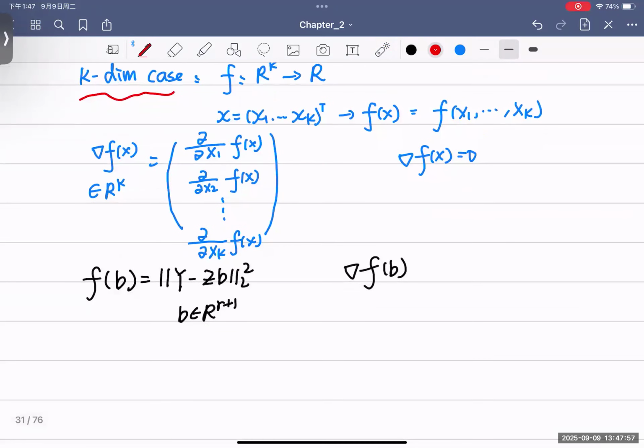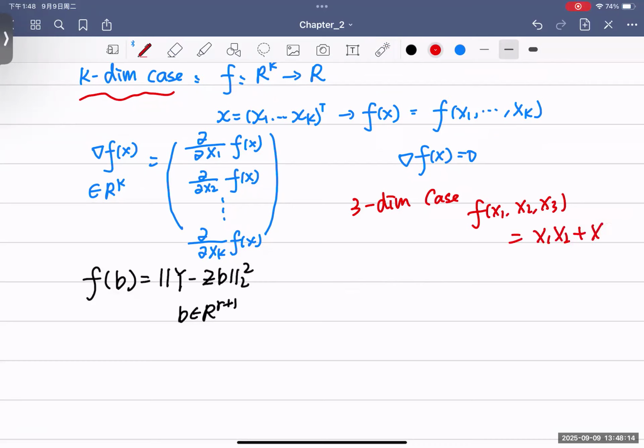Sometimes in our calculus course, we heard about, for example, a 3-dimension case. So we consider f(x1, x2, x3), maybe written down as x1 times x2 plus x3. At this moment, we can easily figure out our nabla f(x). We take the partial derivative for x1, so we obtain the first element, x2. And we take the partial derivative for x2, we get x1. And we take the partial derivative for x3, so we get 1.